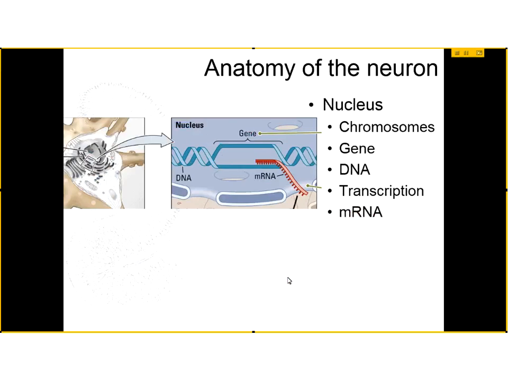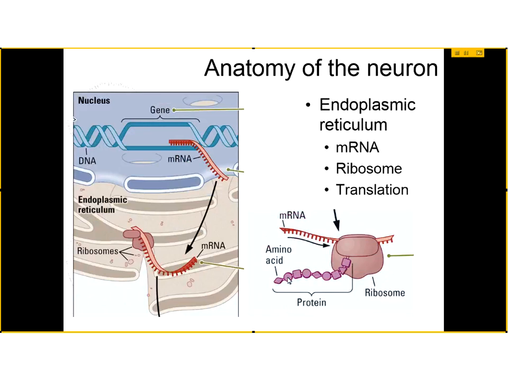So the process involves, first you'll have a gene unravel, and then the DNA will be copied to messenger RNA through a process of transcription. From the messenger RNA leaving the nucleus, it will go out to the endoplasmic reticulum where the ribosomes are located. Once the messenger RNA interacts with the ribosome, you'll translate that into proteins through a process called translation.